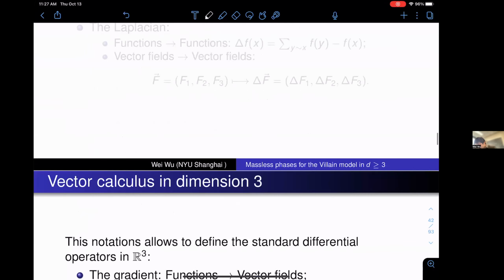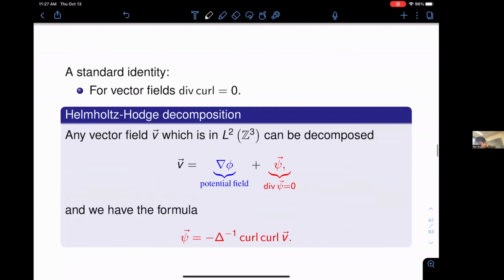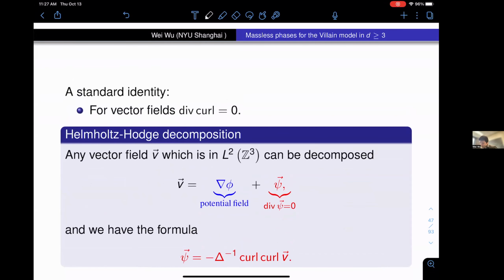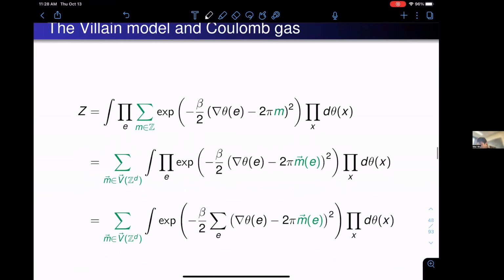Now, one way to see the duality is to use the so-called Helmholtz-Hodge decomposition, right? For any vector field, you can write it as a potential field, which is curl-free, plus a divergence-free part. And because this is curl-free, you can also solve for what this is. This is given by some function of the curls. So if we do that, and we start with this partition function for Villain.